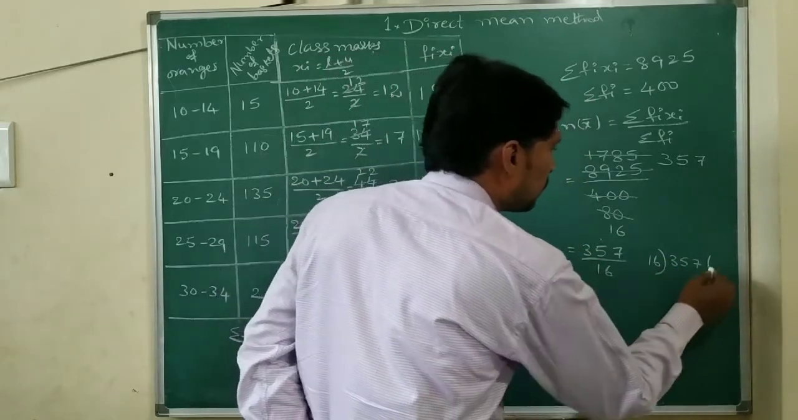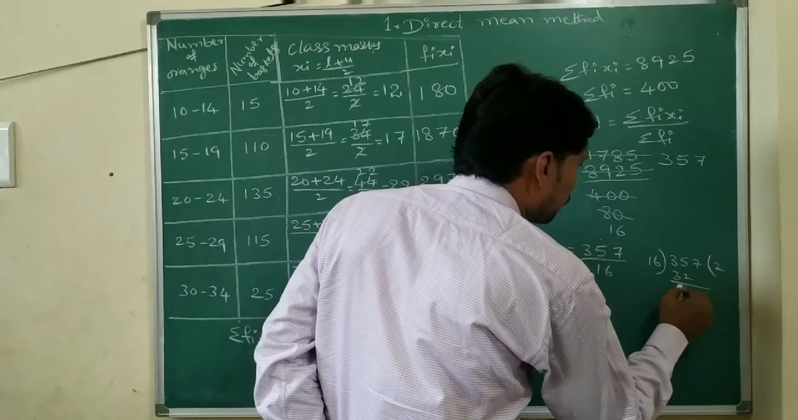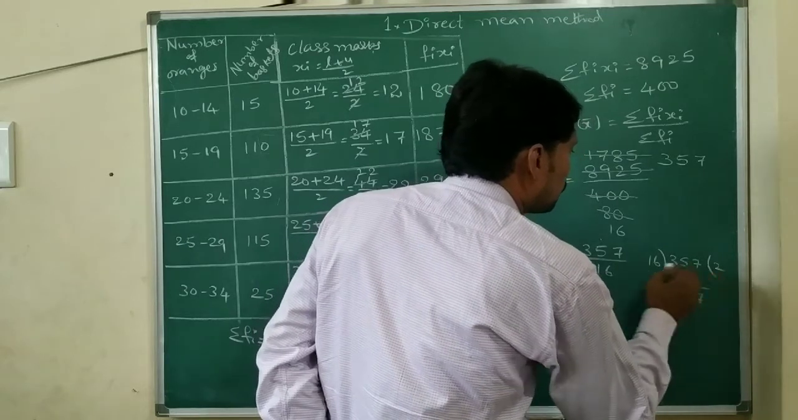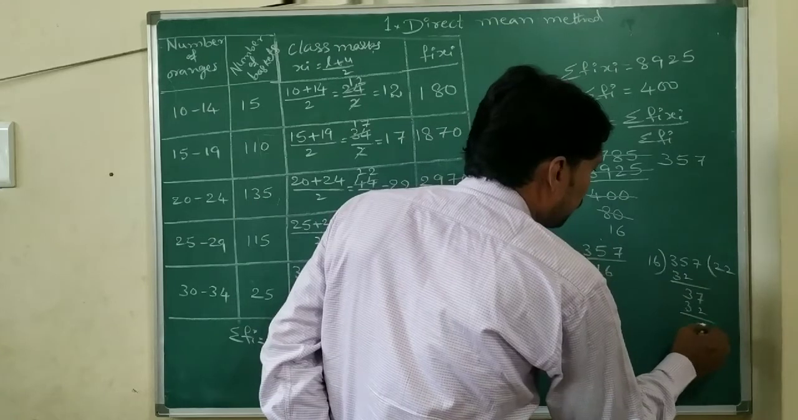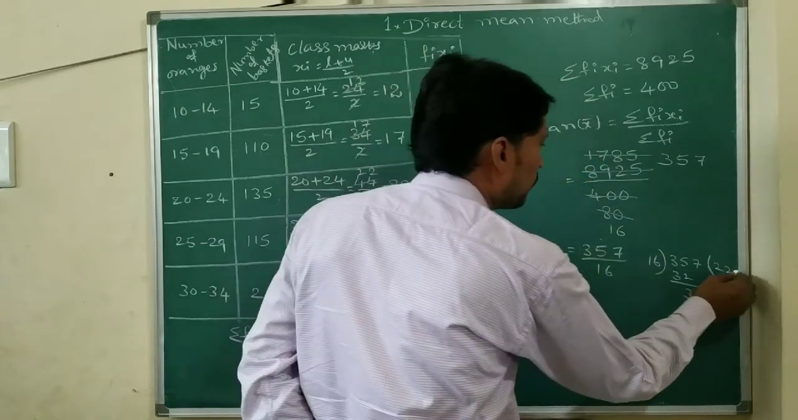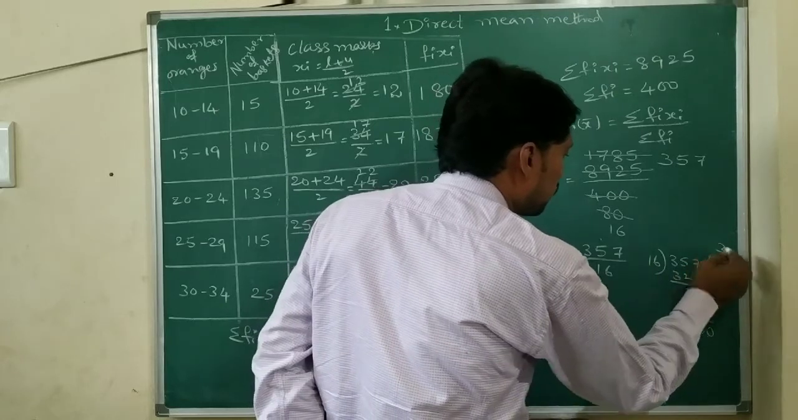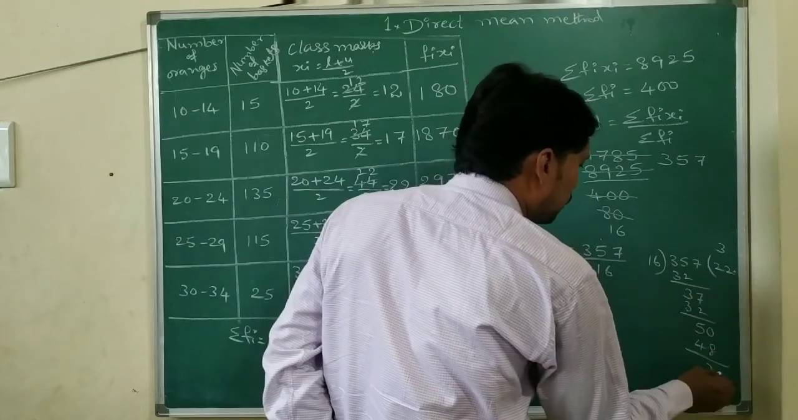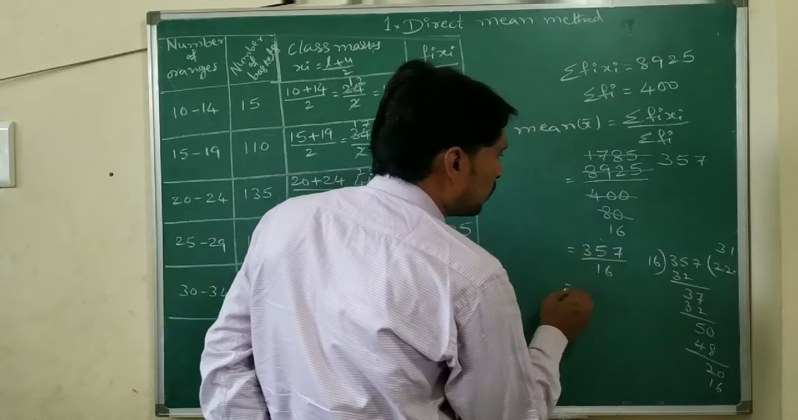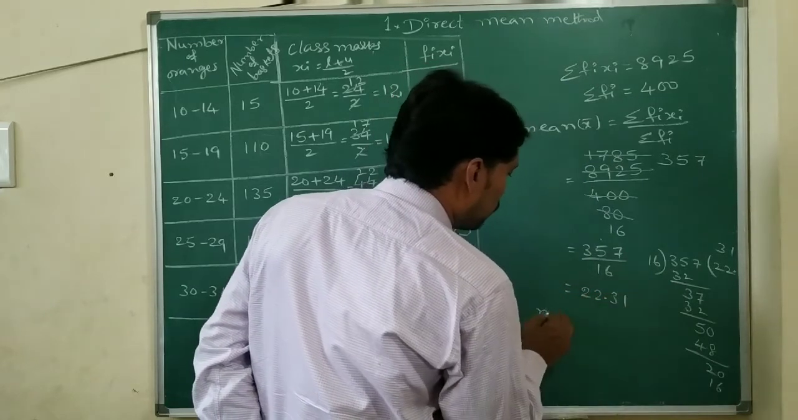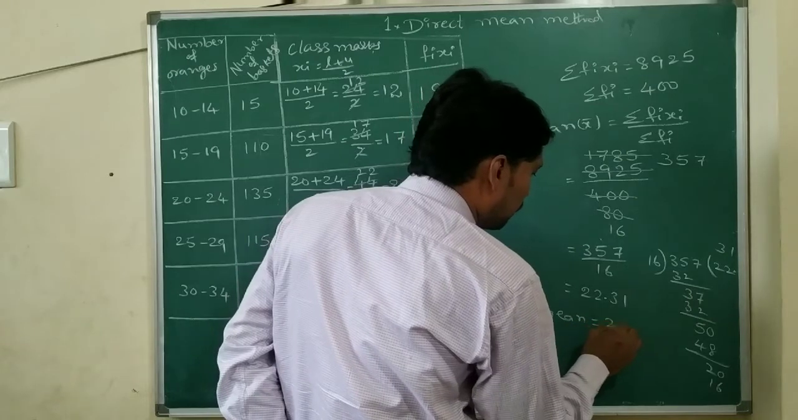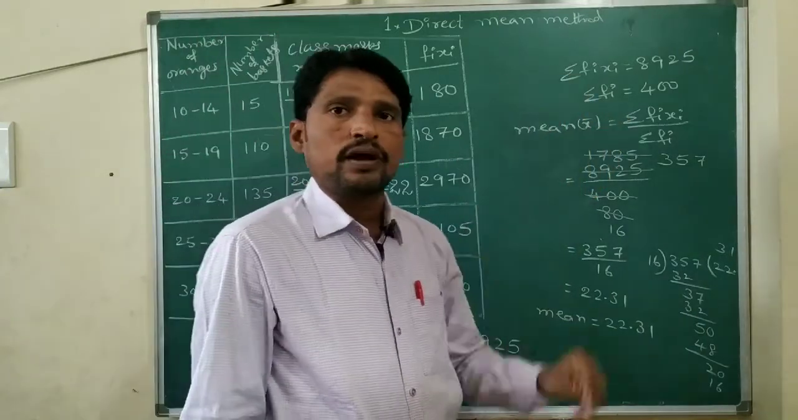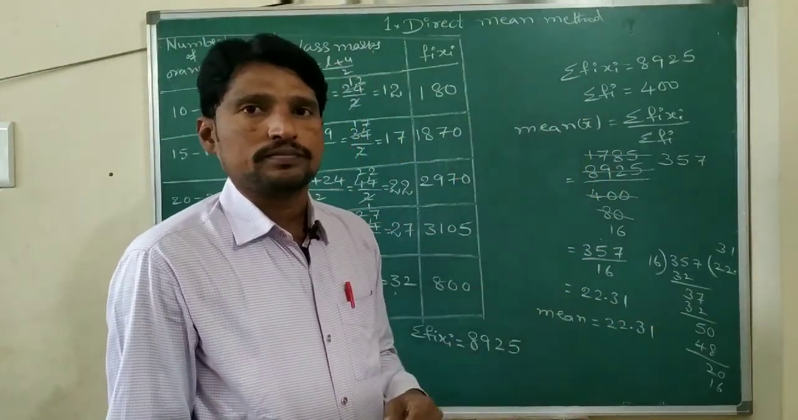So 16 1s are 16, 16 2s are 32, 35 minus 32 is 3. This 7 we take down. 16 2s are 32, 37 minus 32 is 5. We keep the decimal point, so here 0. 16 3s are 48, 50 minus 48 is 2. Already we kept the point, so 0. 16 1s are 16, and it goes on. So we get 22.31. In the direct mean method we got the answer 22.31. In the direct mean method, the formula we used is sigma fi xi by sigma fi.